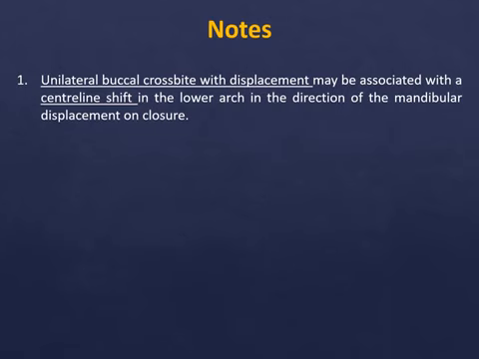Notes related to this lecture. Unilateral buccal crossbite with displacement may be associated with centerline shift in the lower arch in the direction of the mandibular displacement on closure. So you can identify a unilateral buccal crossbite with displacement by this centerline shift.